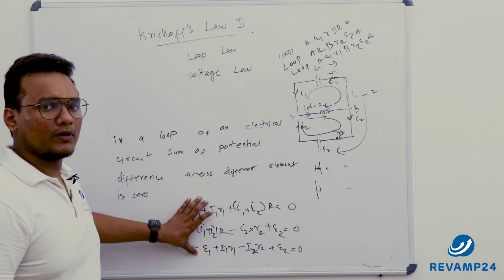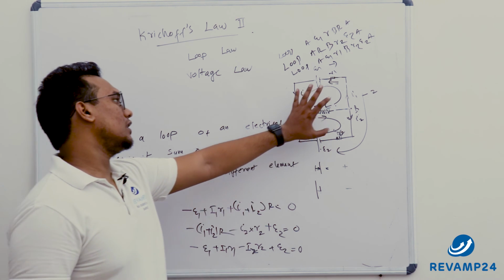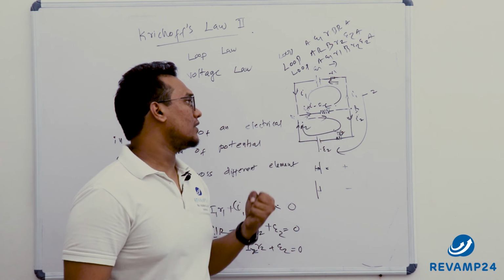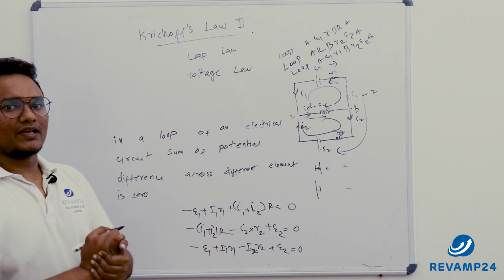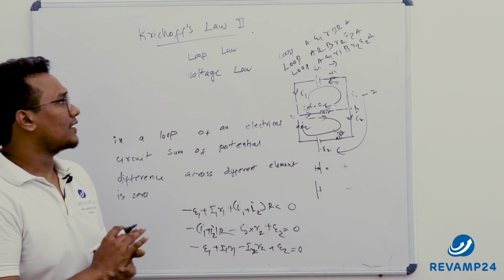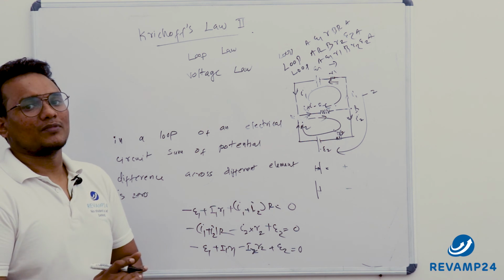Now for any loop, you can formulate equations like this and solve them. Then you will be able to get the values of current in each part of each element of the circuit. Next we will see a numerical based on Kirchhoff's rules, where we will apply rule number 1 and rule number 2. Thank you.